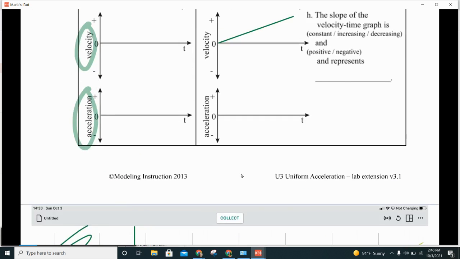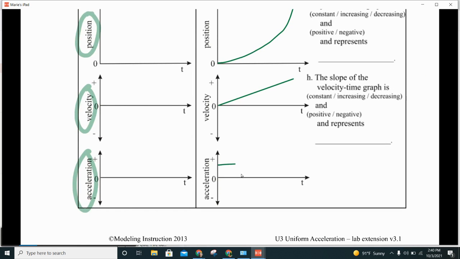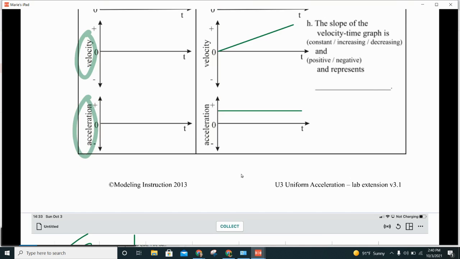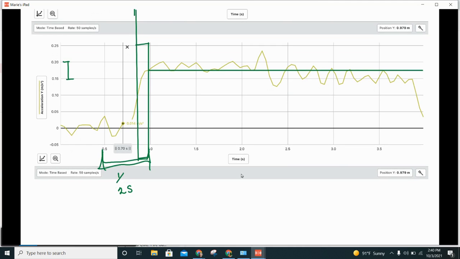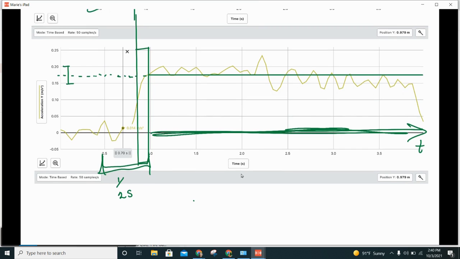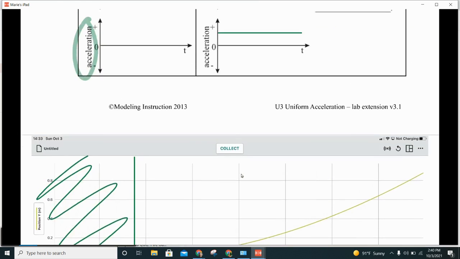So in terms of our three graphs, then we will have a straight line. And I know the acceleration is positive because this was my horizontal axis here. Here's my horizontal axis, that's t. And the line was above it at a positive number. So it's up here at 0.175-ish. So I know that we're good there. All right, so the next thing that we're going to do is we're going to take a look at number 2.